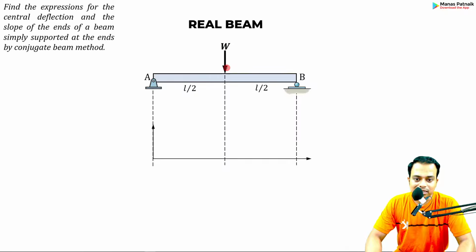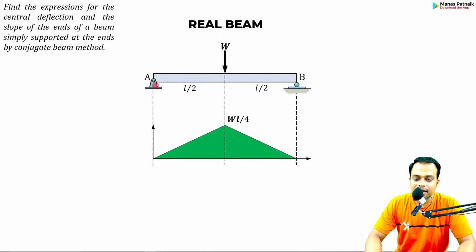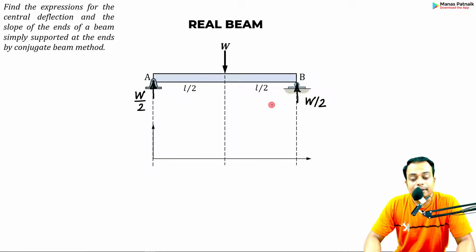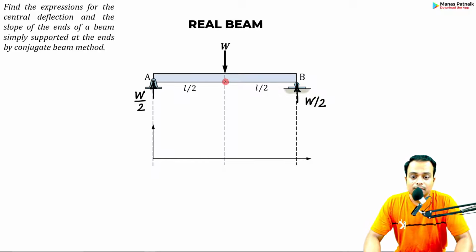Again, if the load is acting in the downward direction, these are the reactions, RA and RB, right? If you watch carefully, this load is equally distributed. This is W over 2. This again is W over 2. How can we calculate the bending moment? It's very simple. Let's say you want the bending moment at this very point.